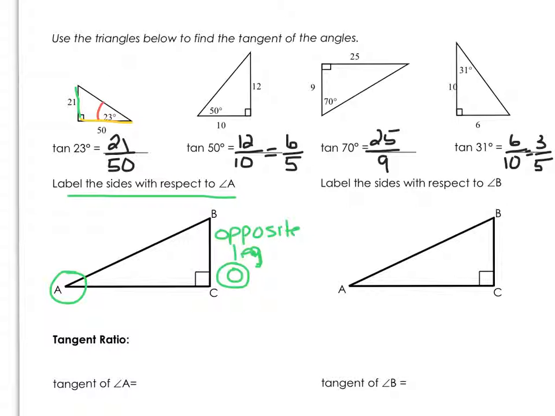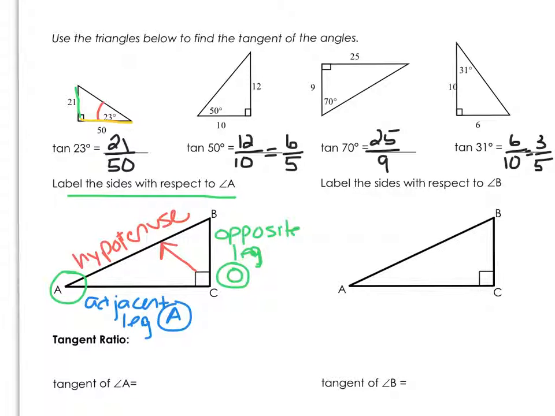Now I'm going to label the leg that's adjacent to A. So the leg that's adjacent to A is this leg right here that's touching the A. And I'm going to be calling that A. Now what do we call this side that's opposite the right angle? Well, maybe you remember that this side is the hypotenuse. I'm really sorry my handwriting's so messy on this thing. It's hard to write on this. I'm going to be abbreviating this with an H with a circle around it.